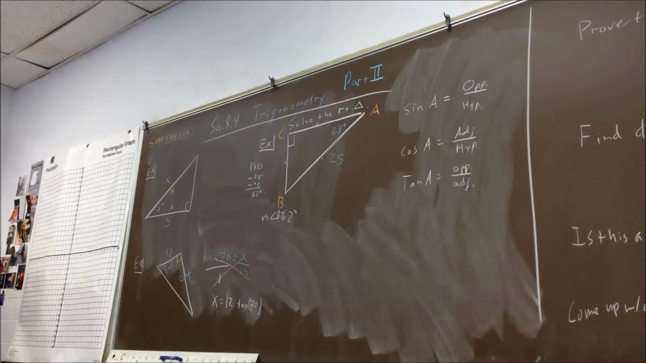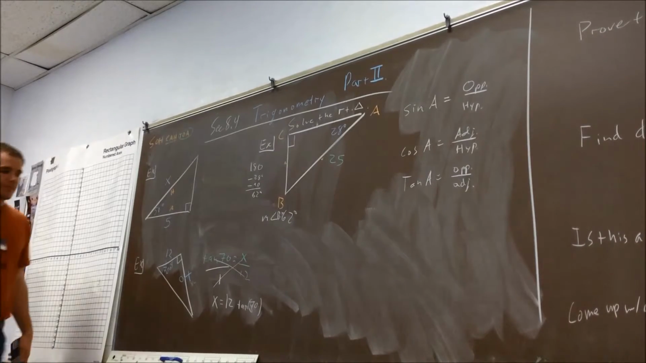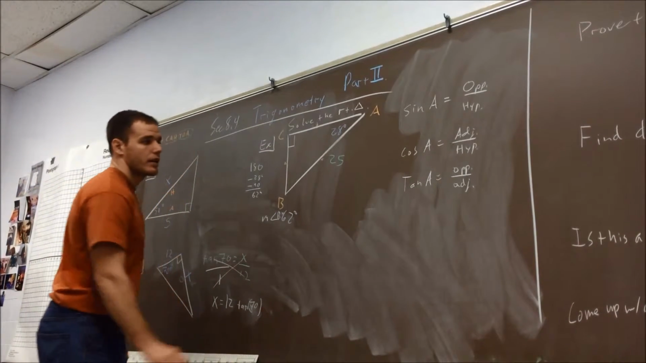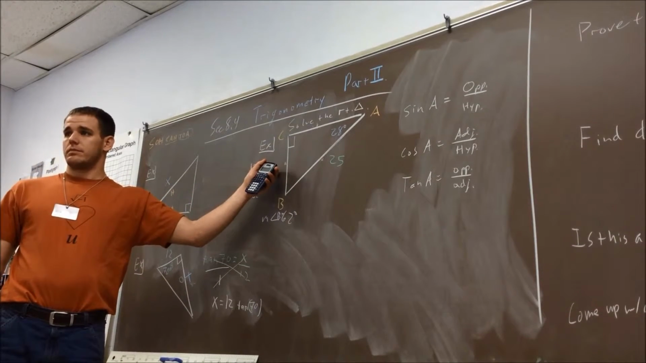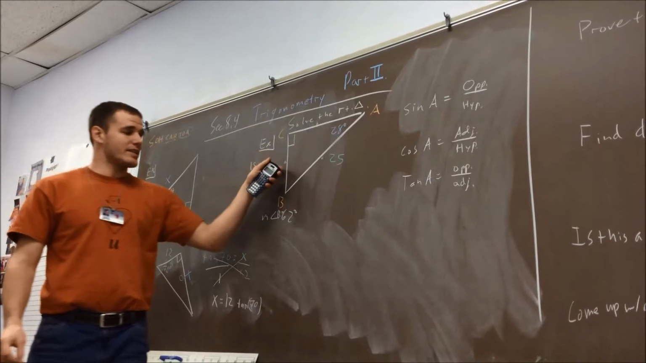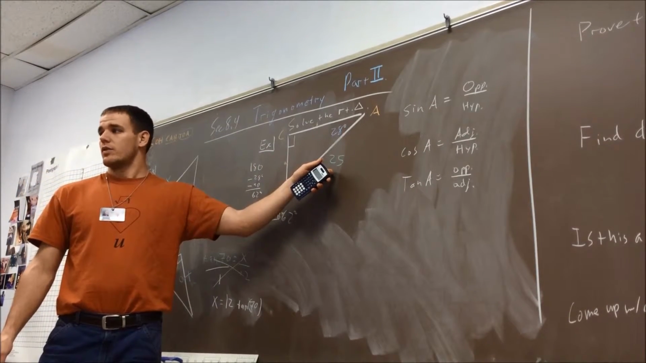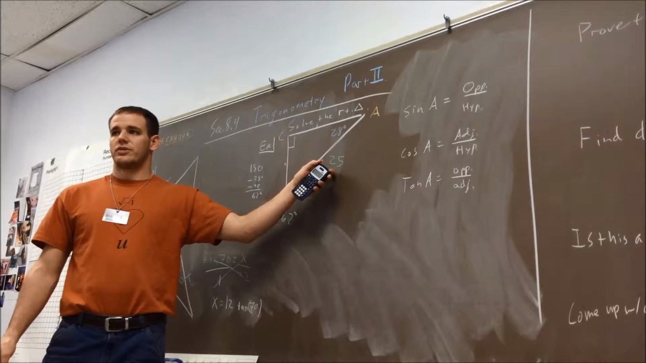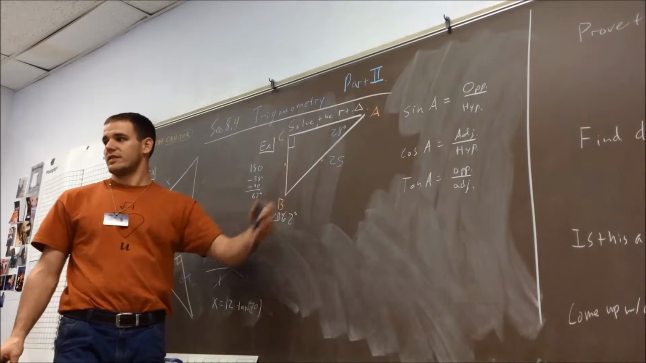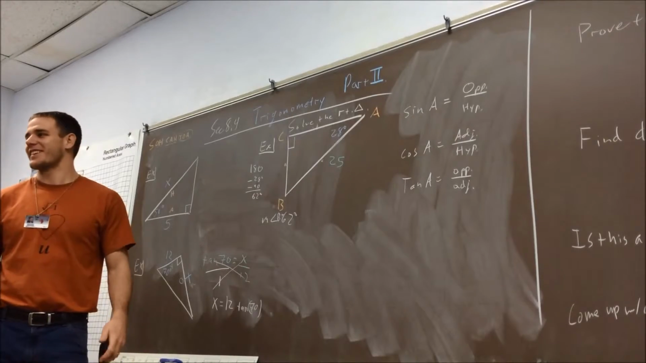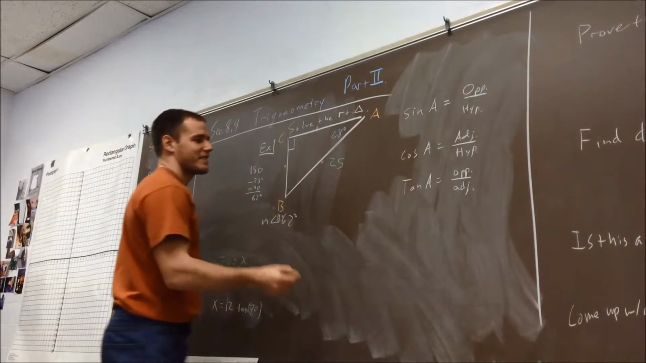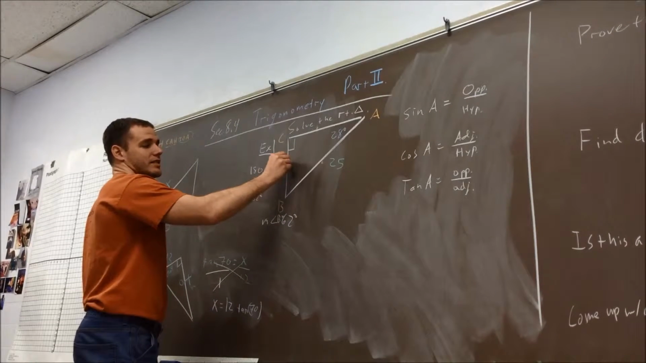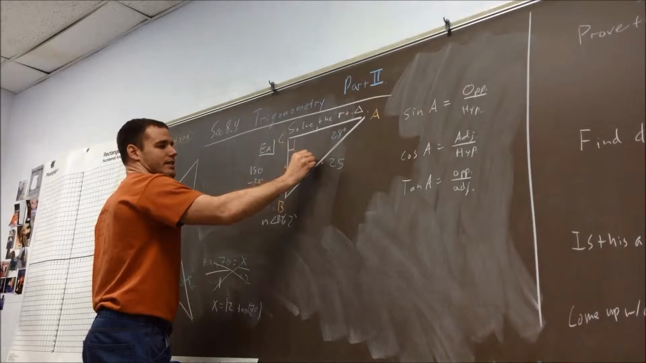Which side do we use first? It doesn't matter. So, how do we go ahead and find little a first? So, I've got this side and this side. What trig ratio are we going to use? Sine, cosine, and tangent. But yes, this is the opposite. This is hypotenuse.